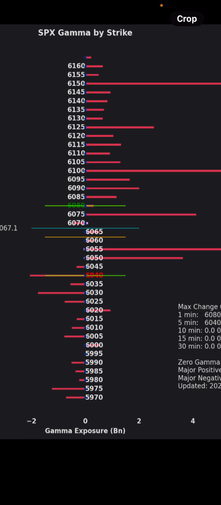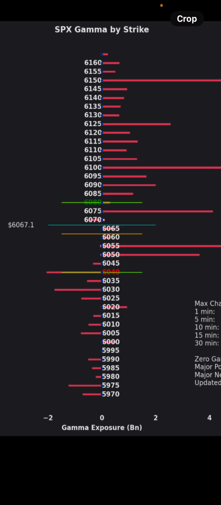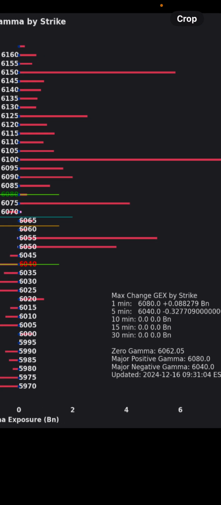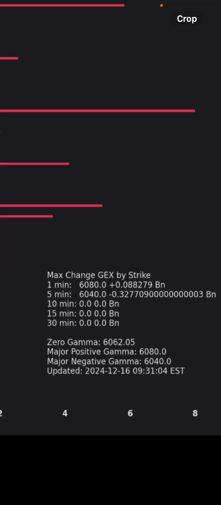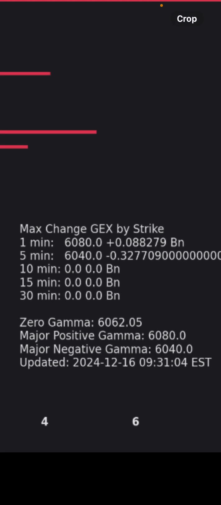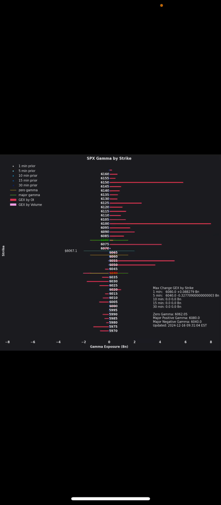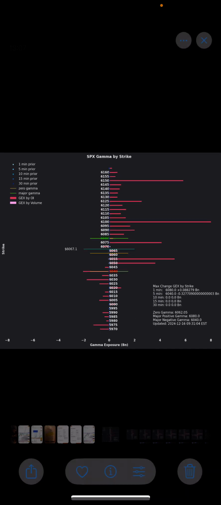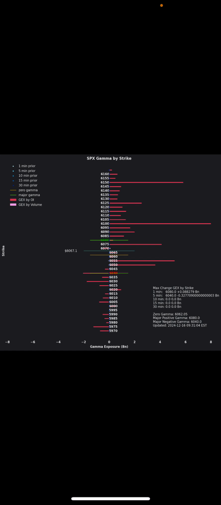So this is the open here. I also want to mention down here on the bottom right, just so you have it in writing, you have the zero gamma marked, the major positive gamma and major negative gamma at 60.80, 60.60, 60.40. This is the opening Gex, basically. Not often is it really helpful right at the open.